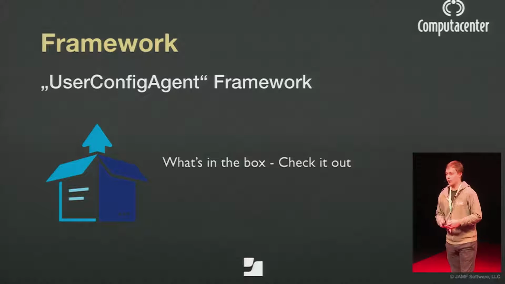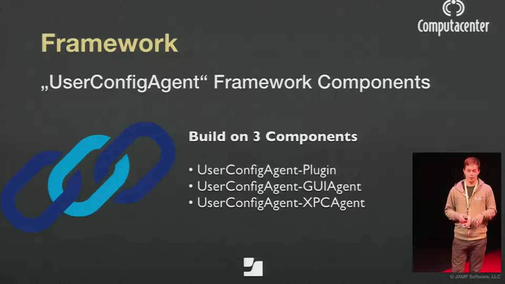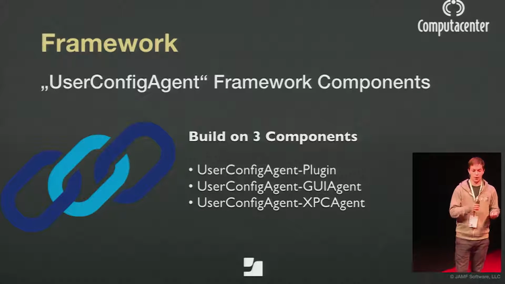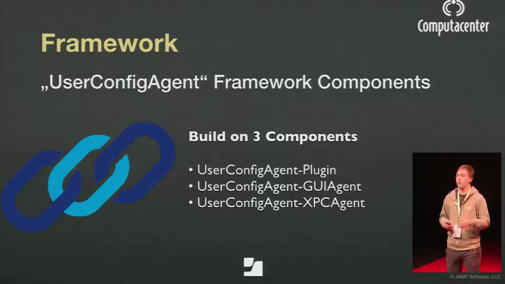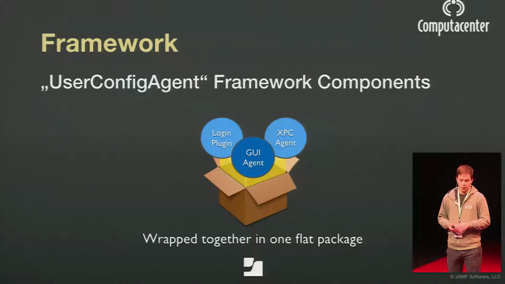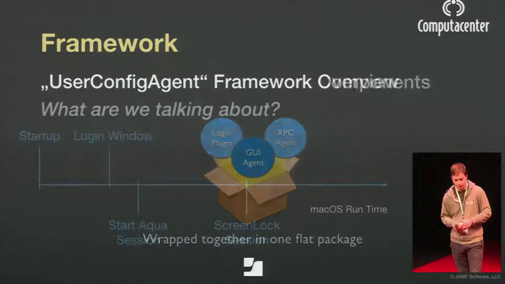So what's in the box? Let's check it out. What Gigi brought and uploaded to GitHub yesterday. There are 3 components. We have a UserConfigAgent plugin. We have a UserConfigAgent called GUI agent, running in the Aqua session. And we have a middleware, an XPC service talking between the plugin and the GUI agent. I wrap it together in one flat package. If you download the project from GitHub, you just build one package. It's all wrapped together, and you can deploy it out to your computers.